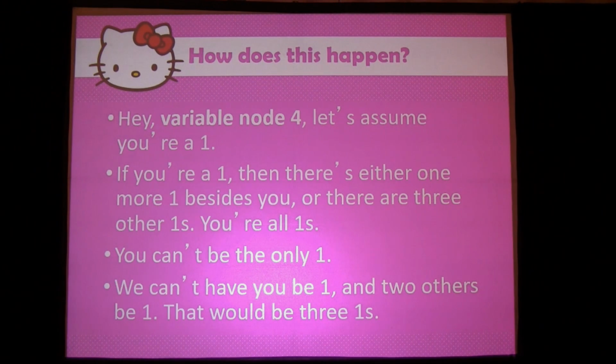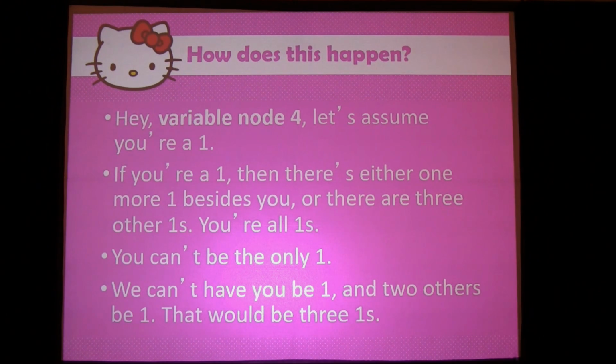So hey, variable node 4, child 4. Let's assume that you're a 1. This is how this works. If you're a 1, then there's either one more 1, or there are 3 other 1s to add to 2 or 4. You're all 1s. You can't be the only one. And we can't have you be 1 and 2 others be 1. That would be 3 1s. It's like who's on first, really.